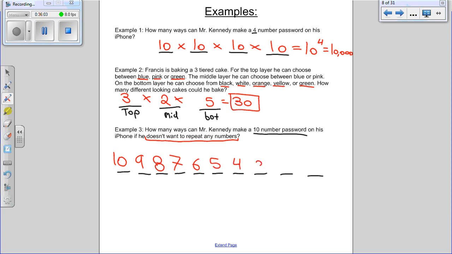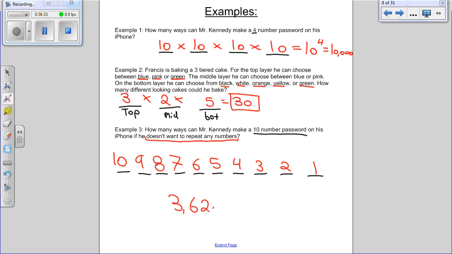If you put that in your calculator, all multiplied together, that'll tell you the total number of ways in which you could do that. The answer is 3,628,800 for a 10-number password.